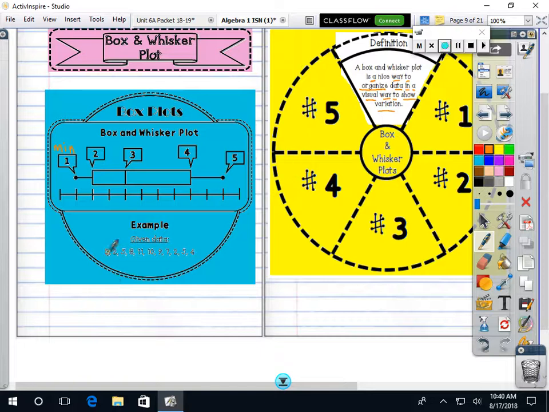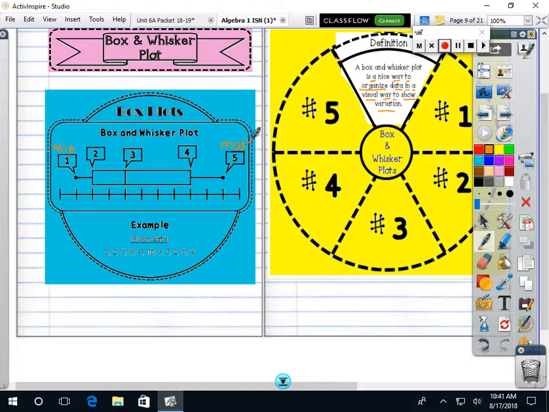Now, for this given set of data, what is the lowest value in it? 2. So under this number 1 flap, back where it says example, you can just write 2. Okay, so open all the way up to the back, and all you're going to put is a big 2, because that's all you'll be writing on that. Okay, so that's the minimum. So what do you think the point to the far right, number 5, would be called? The maximum.